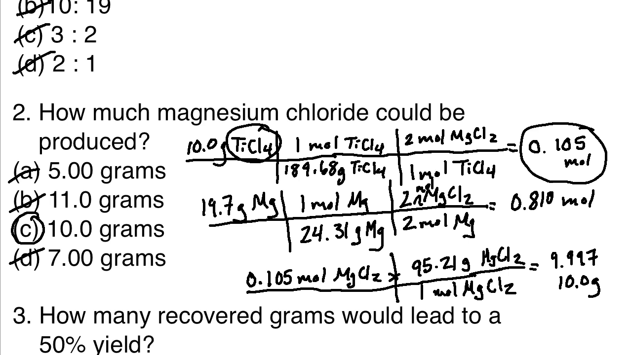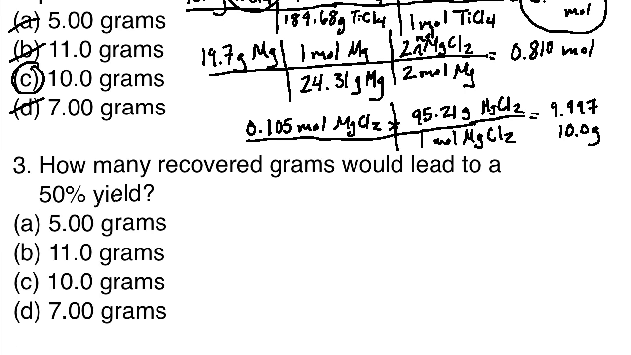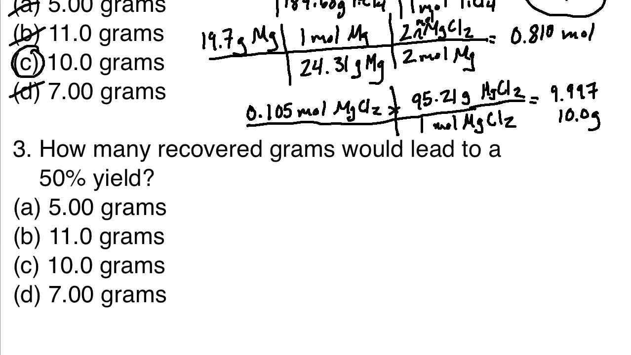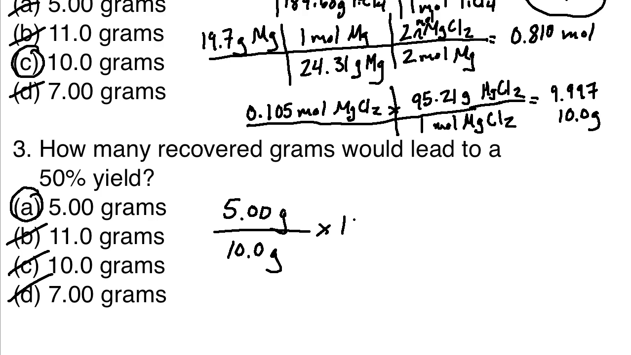Right? Now, there's really almost no math in the third one. You could technically do math because we know now that the theoretical yield is 10 grams, but how many recovered grams would lead to a 50% yield? And the answer here would be 5, because 5 out of 10 is going to lead to the 50% yield, right? If I were to actually draw this out, I say I get 5 grams of the magnesium chloride. There's a total of 10 grams that could have been produced times 100. This should have been an obvious 50% yield right here.